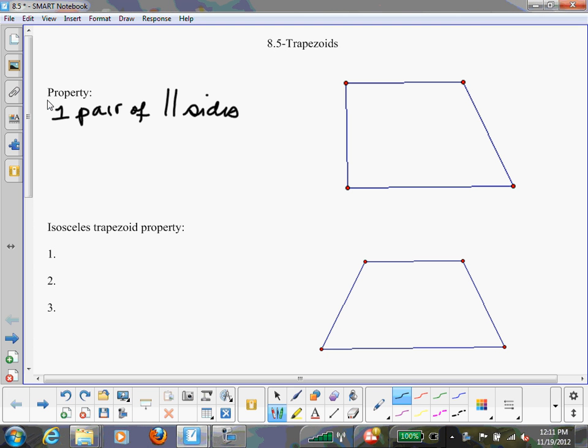We can guarantee to have in a trapezoid. Gabby, I'll let you close the door for me, please.